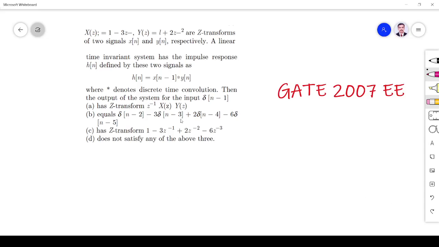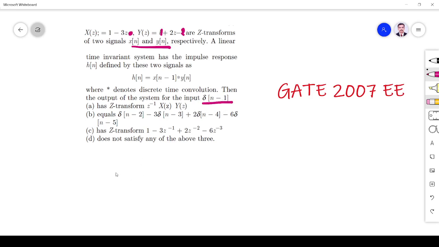Hi friends, in this video let us solve the signals and systems question asked in GATE 2007 paper. The question is: X(z) = 1 - 3z and Y(z) = 1 + 2z^-2 are the z-transforms of x[n] and y[n] respectively. An LTI system has the impulse response defined by h[n] = x[n-1] * y[n]. Then what is the output of the system for input δ[n-1]? So that is the question.